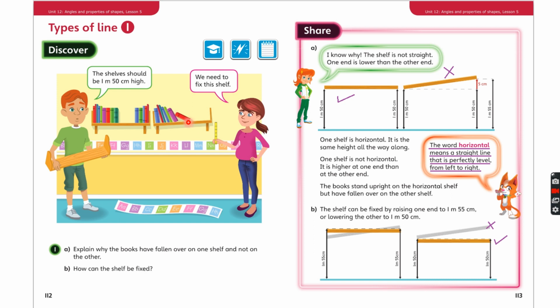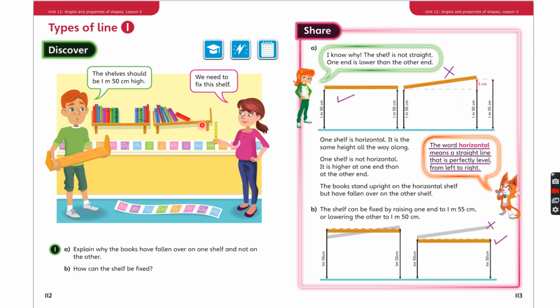Why? Because this shelf is not in a horizontal line. If you look at the left side, the distance here is exactly 150 centimeters. While if you look at the right side here, it's not 150 centimeters, it's 155 centimeters. So what shall I do to fix my shelf? How can I fix it?